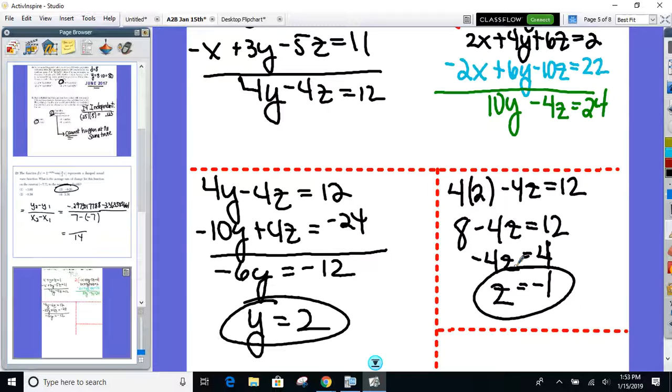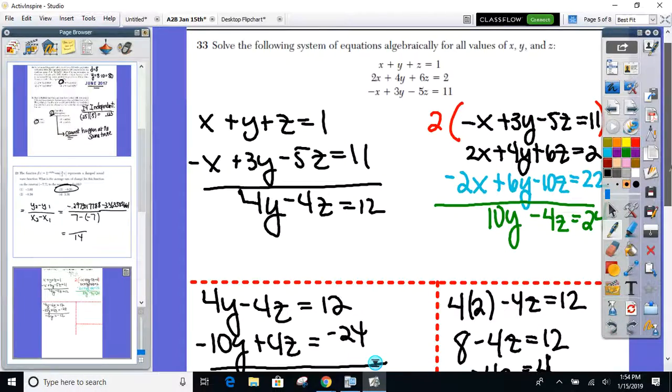And how do I find x? Where do I have to go now? All the way back to one of the first 3. Let me guess which one you're going to pick. Yeah, the first one. x plus y plus z equals 1.